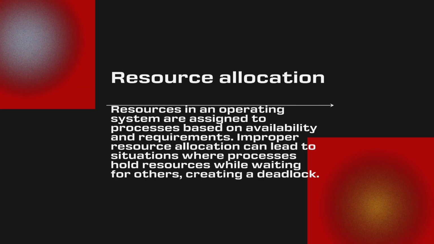Resource allocation. Resource allocation is how an operating system assigns resources to processes based on availability and requirements. Improper resource allocation can lead to situations where processes hold resources while waiting for others, creating a deadlock.